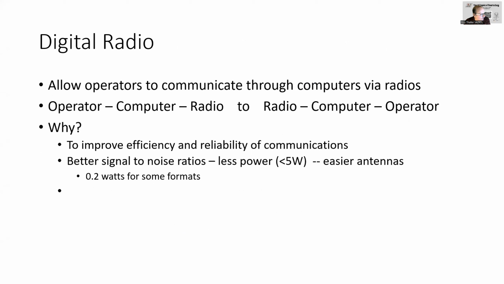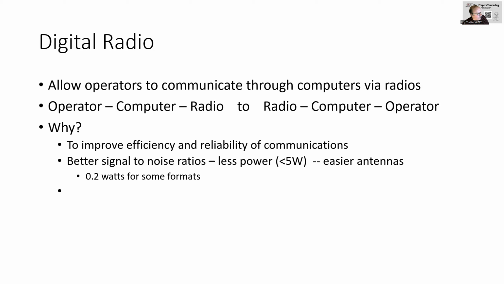So you're going from operator to computer to radio, then transmitting the signal, and then getting picked up by another radio, which then goes to the computer and then goes to the operator. So why would you want to do this? For two reasons. One is to improve the efficiency and reliability of communications, because it may be easier to send out digital signals than it is, for example, single sideband. And you also get better signal to noise ratios and less power.